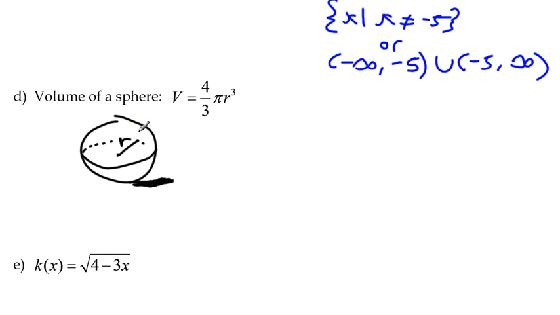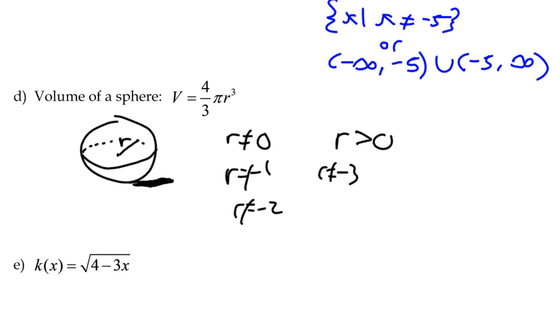Let's think about this. A sphere's r can't be 0. This makes sense, right? How do you have a sphere with a radius of 0? That means it's not even a sphere anymore. It's just a dot, a place in the plane. Or how about if r is -1? Have you ever seen a radius of -1 feet? We can't have negative distance. So r can't be -2, r can't be -3. Hopefully you see that r has to be bigger than 0.